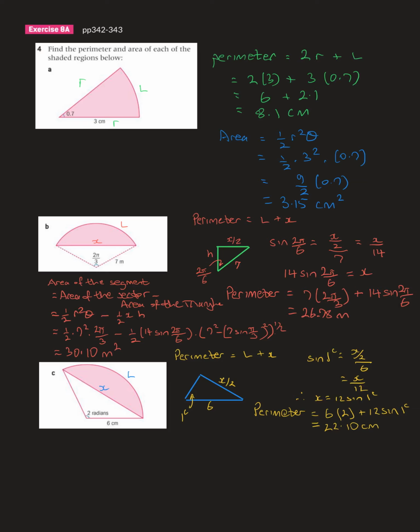Okay, let's call this H. I'm on the triangle here. I'm going to call that H again. All right, well, again, the area of the segment equals the area of the sector minus the area of the triangle.